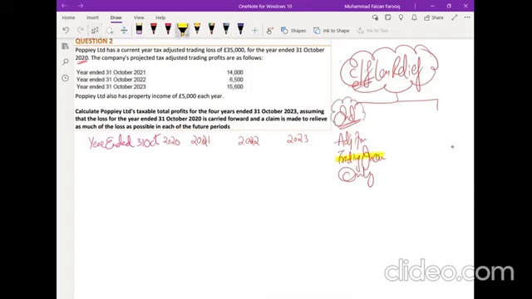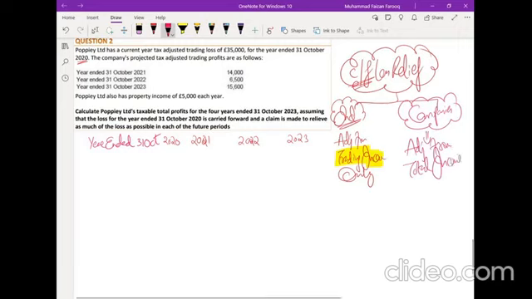But now we are not dealing with individuals. We are dealing with companies. So for companies, it's a bit different. The difference is it will be adjusted from total income, not from trading income. This is the thing students can miss, and they lose easy marks.